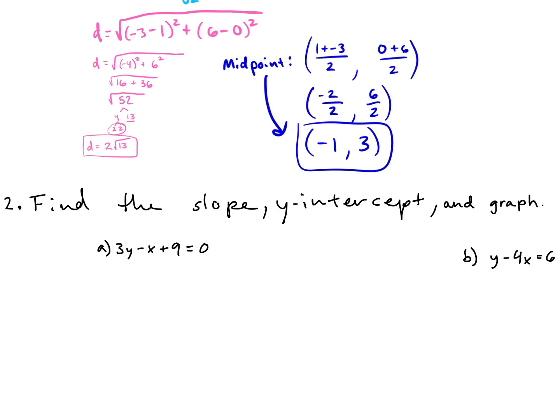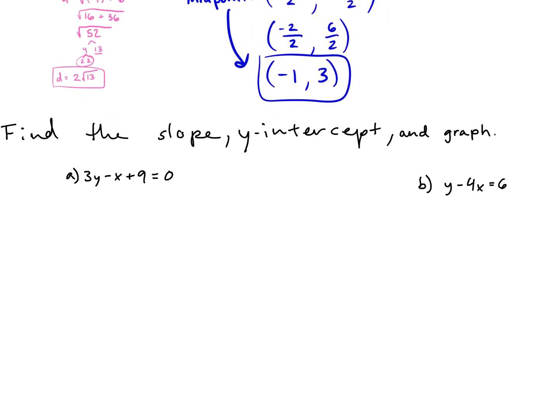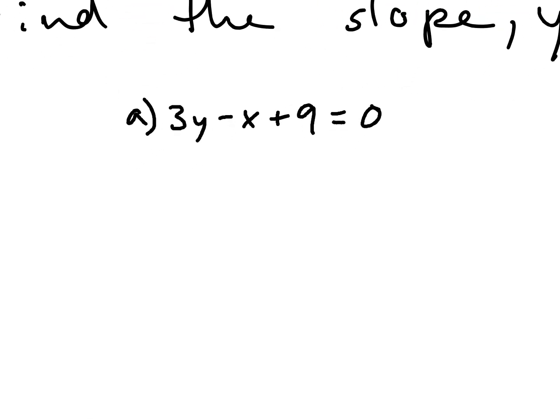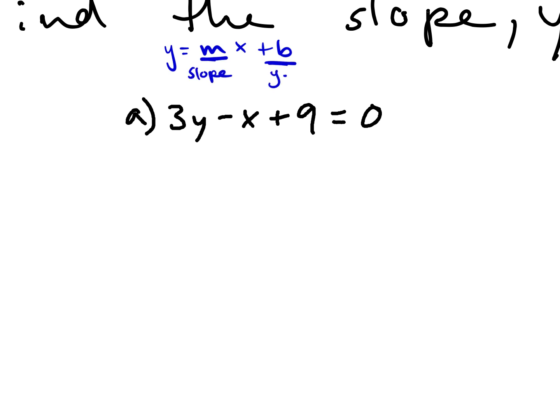All right, let's take a look at number 2. We want to find the slope, y-intercept, and graph. So starting with A. How would we find the slope here? We want to solve for y. We can't clearly see what the slope is. It would help to put it in y equals mx plus b form to find what our m is. Whatever your m is, that's the slope. And whatever your b is, that is the y-intercept.